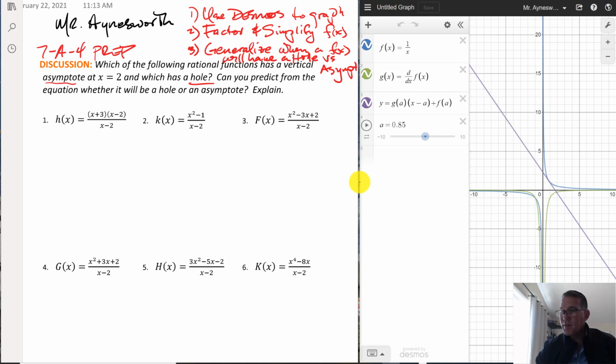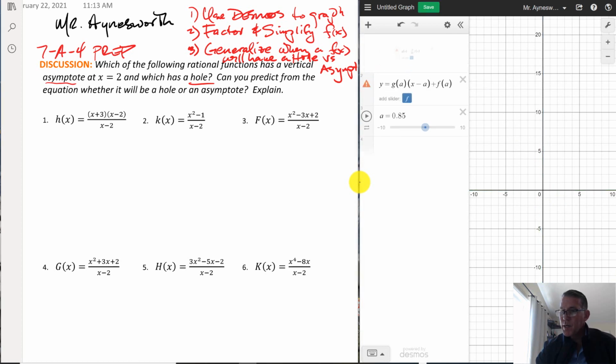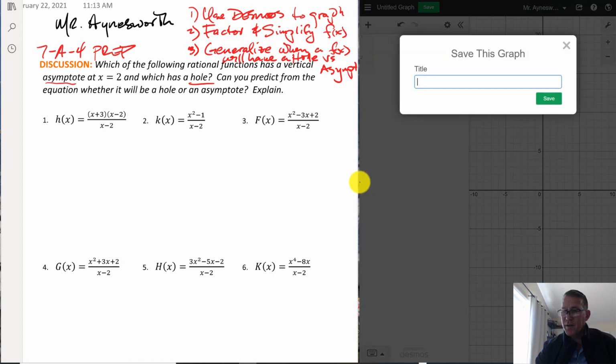Okay, and so yeah, we have a lot to do, and so what we need to do is get Desmos started here. Okay, so when you open up Desmos, this is what you see. These are the default functions here. You want to clear them out, of course, because these are obviously different functions, and you want to put a title in the graph and put in 7A4 prep and activity. Type that in.